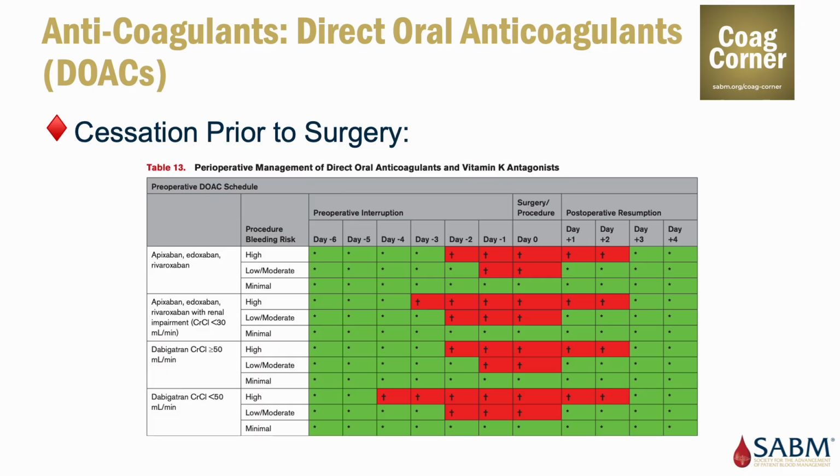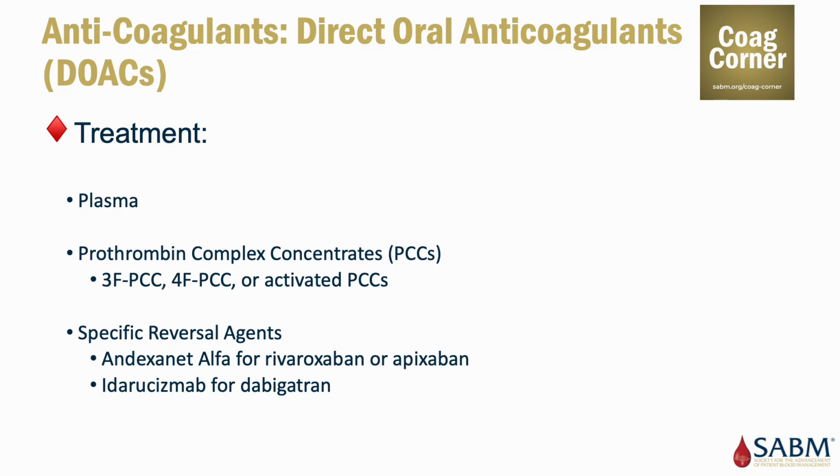The 2024 ACC/AHA guidelines recommend the management of oral anticoagulants be determined by a multidisciplinary team with time-based interruption to balance the competing risks of thromboembolism and bleeding. Treatment options for patients on DOACs who are bleeding include plasma or PCCs similar to the reversal of vitamin K antagonists. However, direct reversal agents also exist for DOACs.